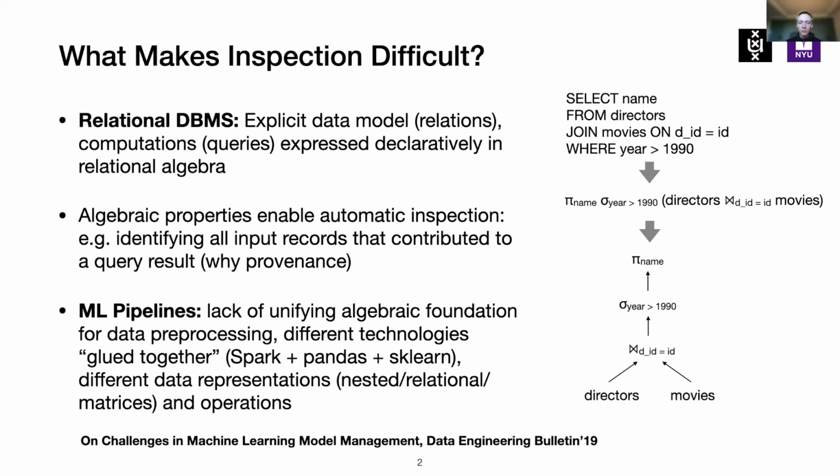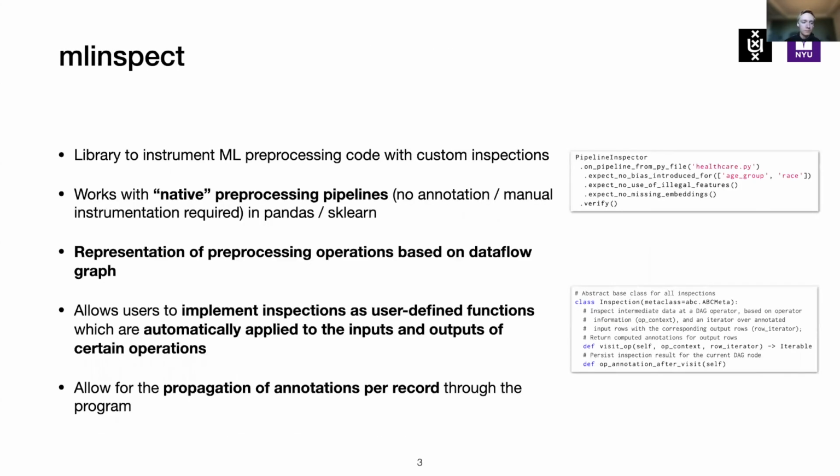mlinspect is built using the observation that libraries like pandas mostly perform relational operations on data frames, and feature transformation pipelines are often built using the estimator transformer abstraction that scikit-learn popularized. The main idea is to use these common abstractions and extract an abstracted representation of the pipeline that makes analysis much easier. This extracted DAG is the basis for our library mlinspect. We use it to instrument machine learning pre-processing code with custom inspections, as you saw before.